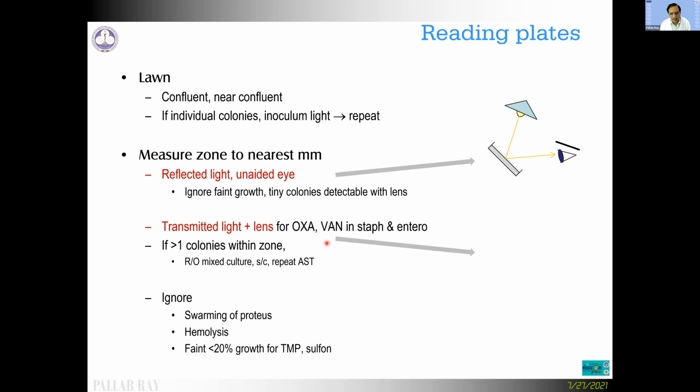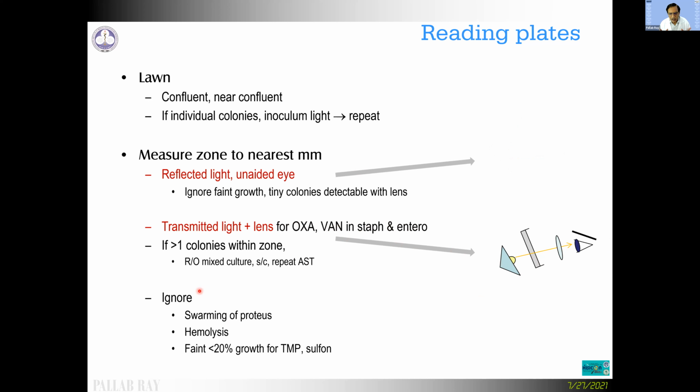For oxacillin and vancomycin in Staphylococcus and Enterococcus, the recommended method is that you should see it in transmitted light with the help of a lens, because the oxacillin and vancomycin resistant enterococci and staphylococci are relatively slower growing and therefore form very minute colonies, and the presence of minute colonies should be detected. They are better detectable with a lens and in transmitted light.